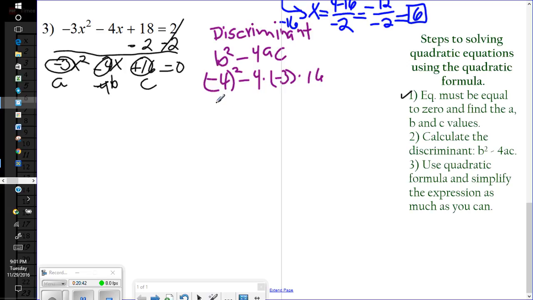Now, negative 4 squared will give you 16. A negative times a negative will give you a positive, and a positive times a positive will give you a positive answer. Now, let's go back and worry about the number. 4 times 3 is 12. And what is 12 times 16? I need my times table.